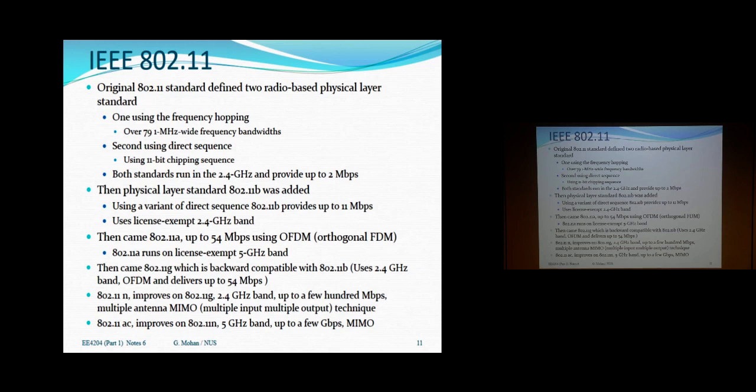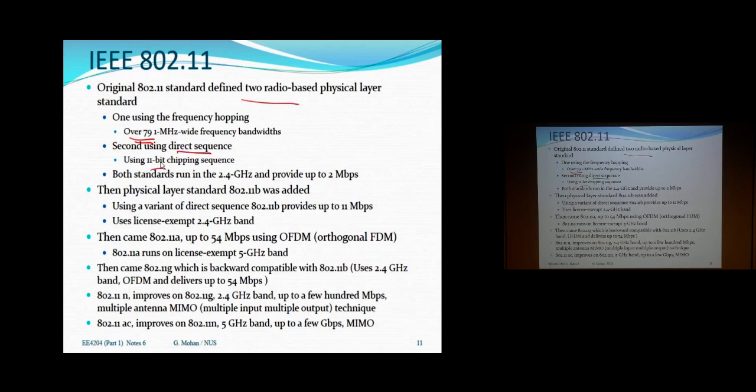Okay, so this slide lists the history of Wi-Fi, the different standards, and how it evolved. The original 802.11 started with two basic techniques. The first is the frequency hopping technique. Just to recall, it hops through a sequence of random frequencies, using 79 1-megahertz frequency bands. The other possible technique is direct sequence.